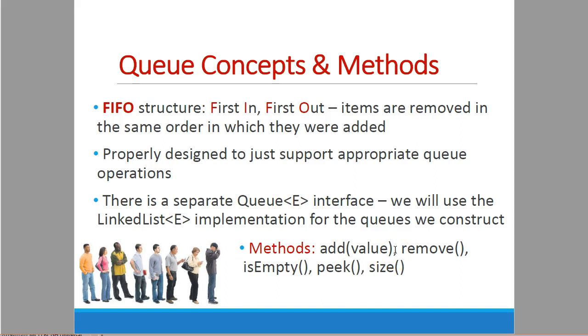So you can add things instead of push things. You can remove things instead of popping things. So you're going to remove things from the head of the queue. So the first person in is the first person out. You can check whether it's empty, peek at that top element, and take the size as well.